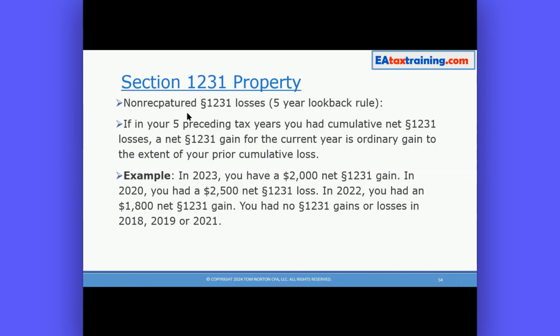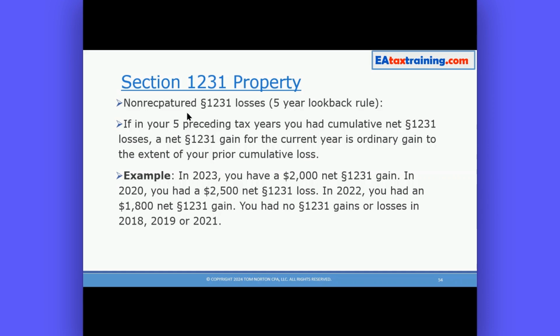So let's look at an example. In 2023, let's say you had a $2,000 net Section 1231 gain. In 2020, you had a $2,500 loss of 1231 property. 2022, you had a $1,800 1231 gain.